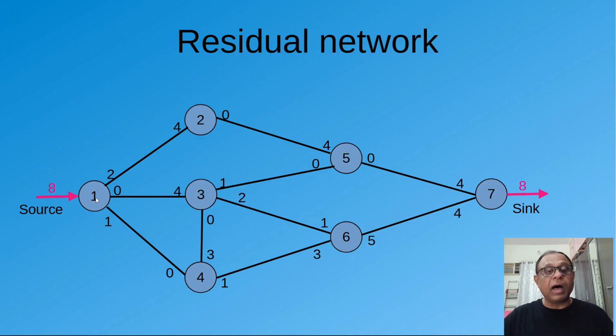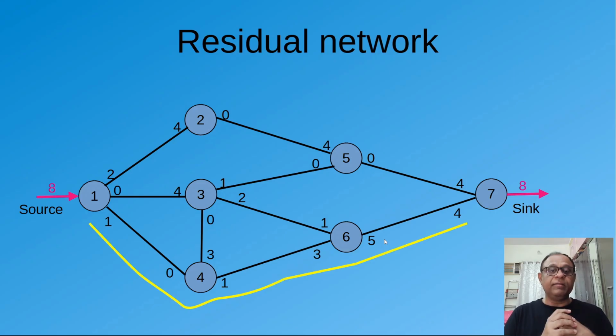Now arc 1 to 3 is 0. Arc 3 to 6 is 2. The residual value that remains now is 2. And 6 to 7, the residual value that remains now is 1. It is 1 less than the previous number.